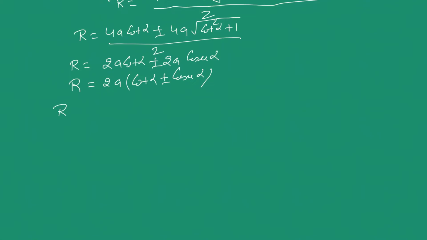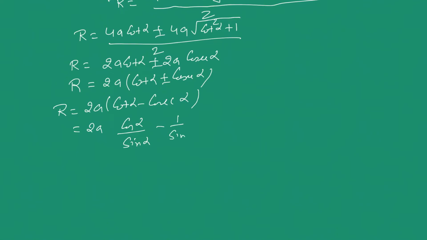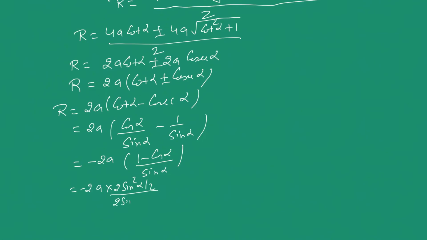Firstly, we are going to take the minus: 2a times cot alpha minus cosecant alpha. So this will be 2a times cos alpha by sin alpha minus 1 by sin alpha. This will be minus 2a times 1 minus cos alpha divided by sin alpha. This is equal to minus 2a times 2 sin square alpha by 2 divided by 2 sin alpha by 2 cos alpha by 2. This 2 will cancel out, this will cancel out. So we are left with minus 2a tan alpha by 2.